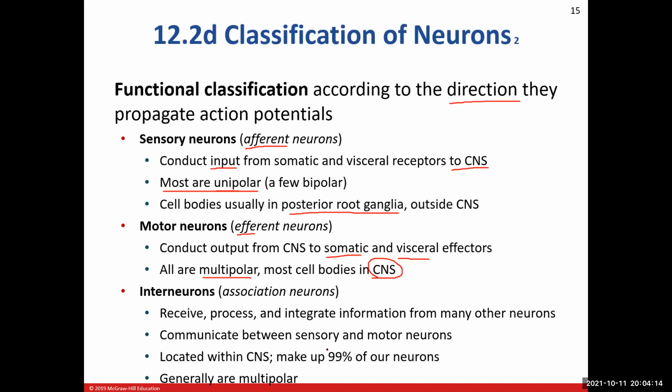And guess what? 99%, it's a cool number, all right? 99% of your neurons are interneurons. That means 1% of the neurons in your body are sensory and motor neurons. Pretty crazy, okay? And so you'll find the interneurons located only in the central nervous system.